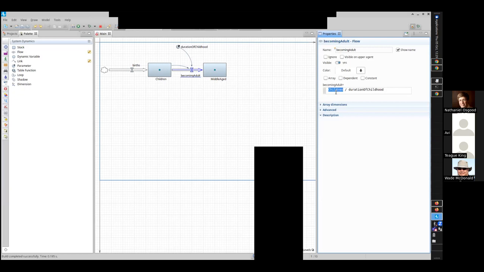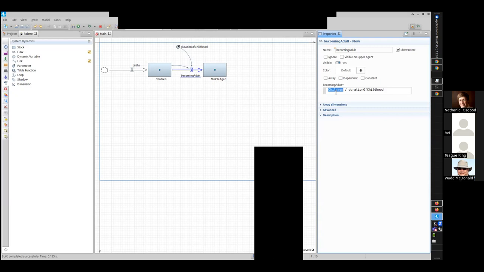So initially, stock children is going to have an outflow of zero. What is its inflow going to be? 1,000. So will it be staying the same value? Will it be going down in value? Will it be rising in value? Rising. And rising by what rate? The inflow: 1,000 people per year, right?